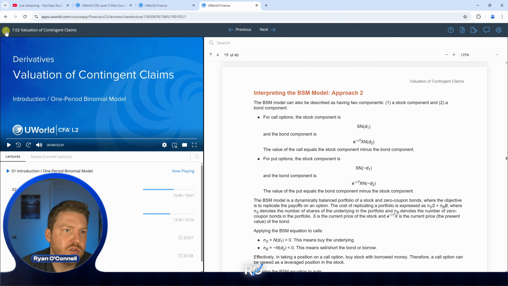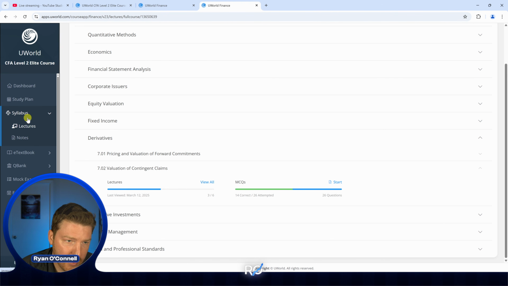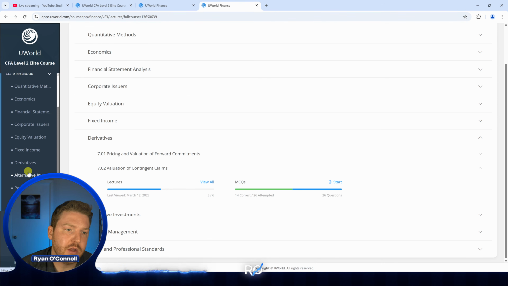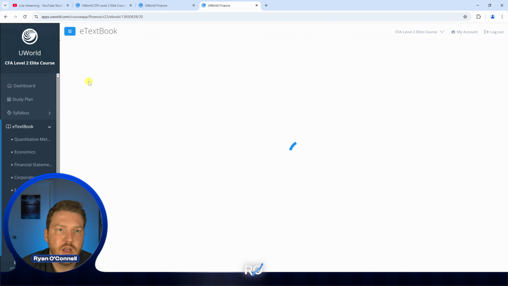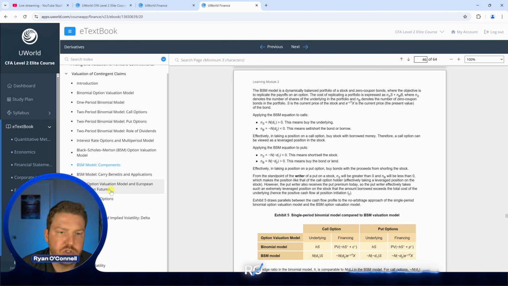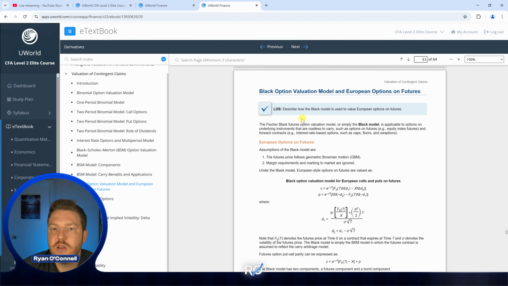But anyways, I wanted to grab something from the textbook to look up about this Black model real quick. So let's go to derivatives and find where it's talking about the Black option valuation model. And so here's the Black model right here. The Fisher Black futures option valuation model, or simply the Black model, is applicable to options on underlying instruments that are costless to carry, such as options on futures and forward contracts.